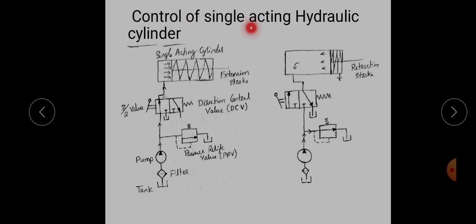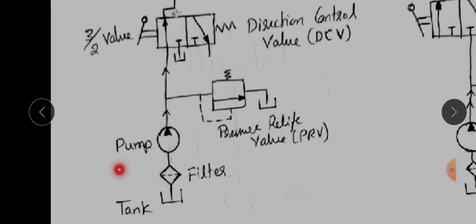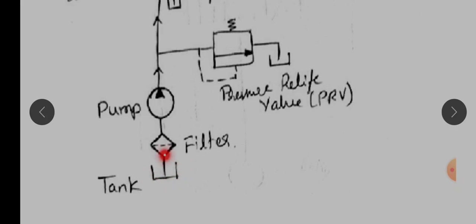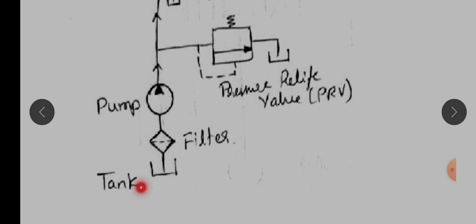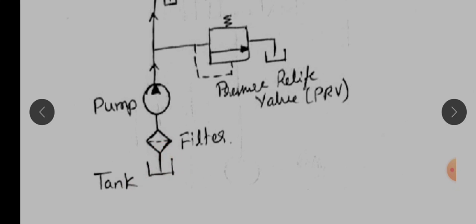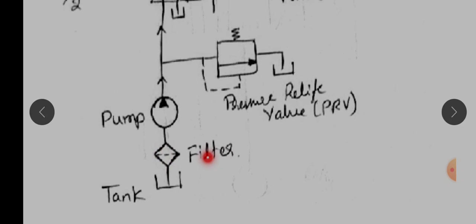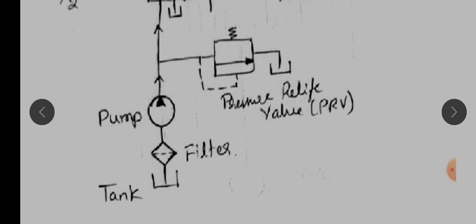First we see the controlling of the single acting hydraulic cylinder circuit. Before going to understand the circuits, we have to understand the symbols of circuits. One by one I am going to show you here. You can see this symbol, it is a tank symbol. This is a U shape with a line at the middle, so it shows the tank symbol. This is the filter symbol, where the filtering process takes place.